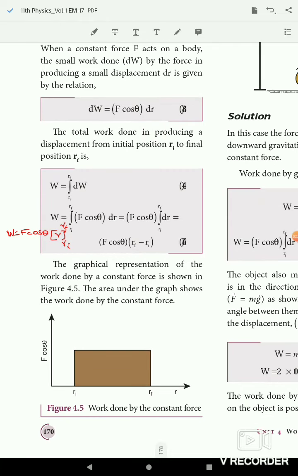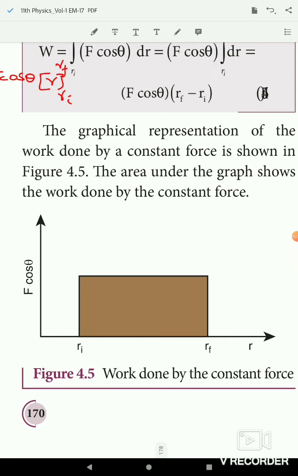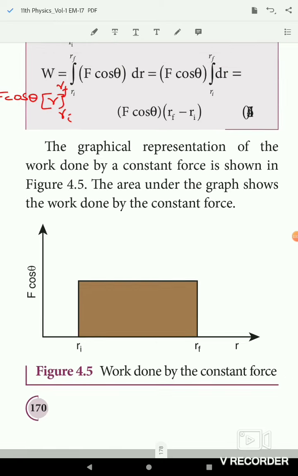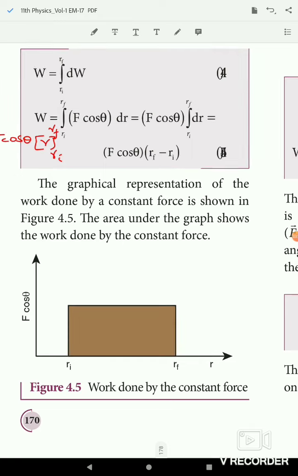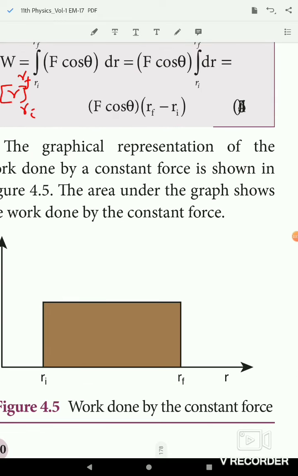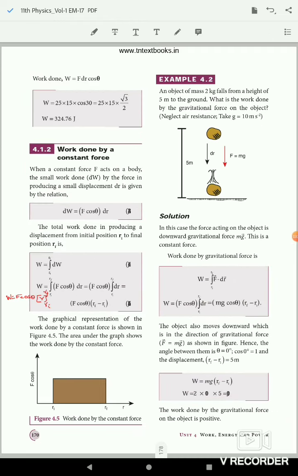Okay. The graphical representation: you plot a graph between r and F cos theta. r is taken on the x axis and F cos theta is taken on the y axis. So the area under the graph, from Ri to Rf, this brown shaded area, is the work done by the constant force.